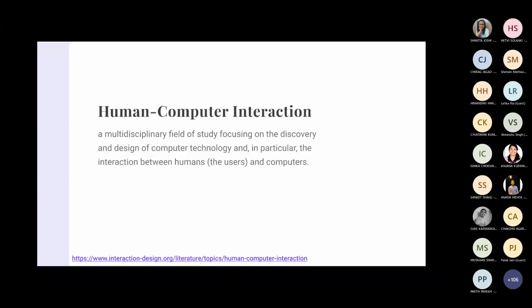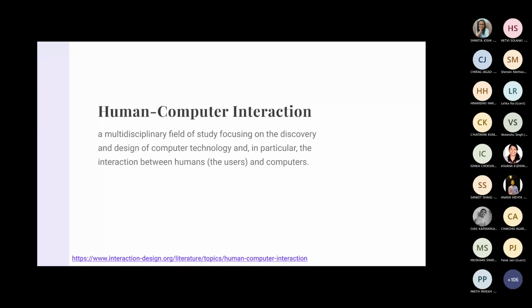So human-computer interaction, firstly. This is a multidisciplinary field which focuses on the discovery and design of computer technology, basically looking at how humans interact with computers. And these can be any kind of computers. So try to imagine how in earlier systems, there used to be no graphical user interface. There wasn't a screen, there weren't menus and a desktop and things like that, or for your cursor to move around. Everything happened from the command line.